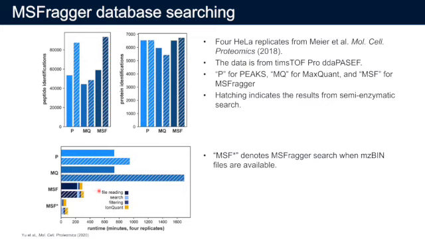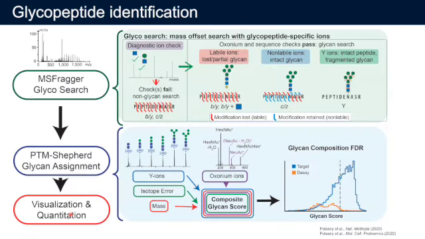So after the first time MSFragger loads data, it will write the MS2 spectrum to a binary format. When this binary format is available, the long loading time will be largely reduced, and the total runtime will also be largely reduced too. And recently we introduced glycopeptide identification to MSFragger.